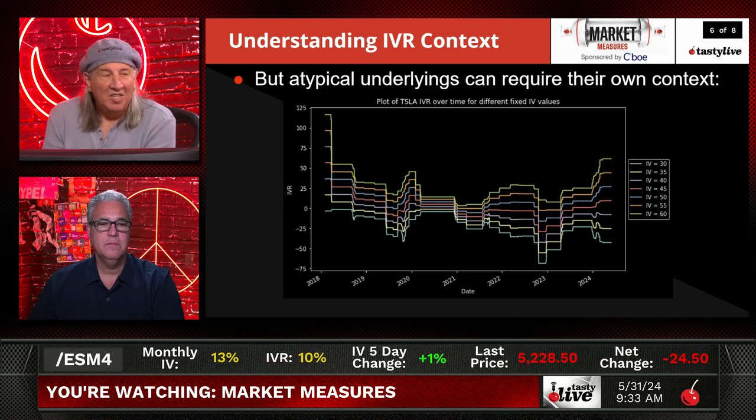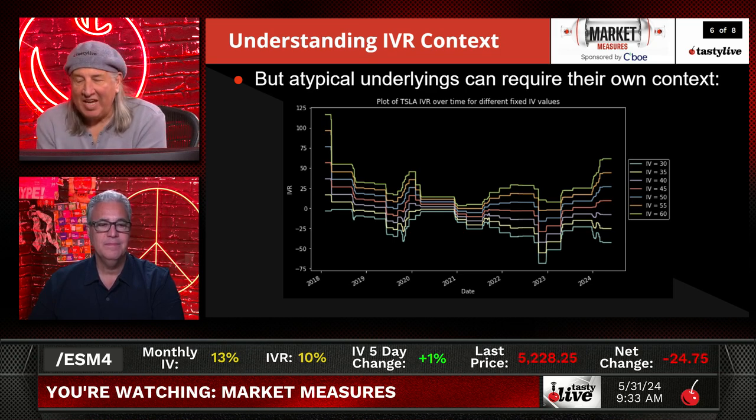Stocks like Tesla only have huge implied volatility when the upside explodes. And right now it doesn't have that. So this is why Tesla looks the way it is. This is what we call an atypical underlying that has its own context.